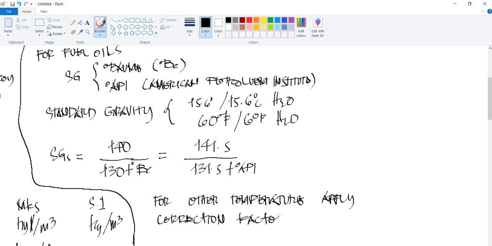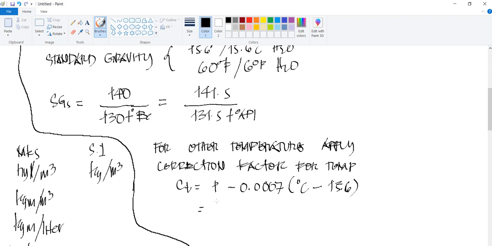So for the correction factor for temperature, we have the equation: correction factor is equal to 1 minus 0.0007 multiplied by degrees Celsius minus 15.6. This can also be equal to 1 minus 0.0004 times degrees Fahrenheit minus 60, if the degrees Fahrenheit is given. Okay, so that will be the correction factor, that defines the specific gravity of oil.